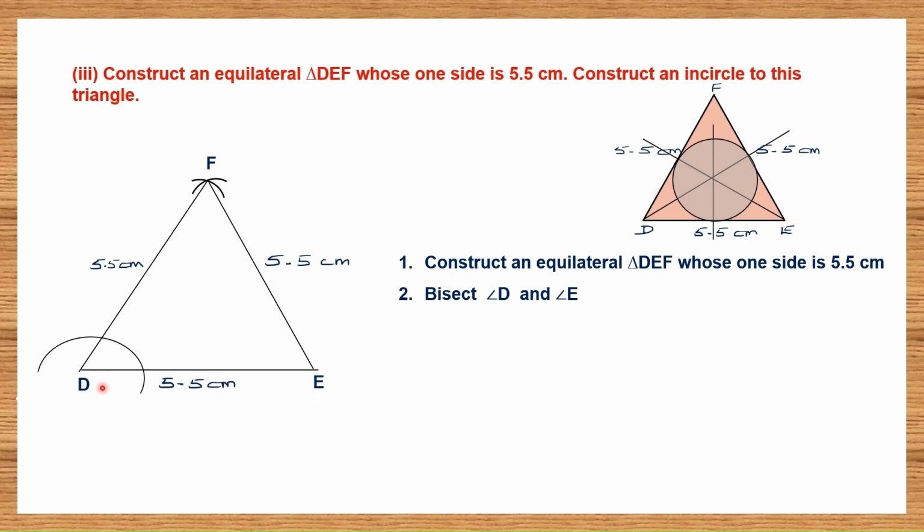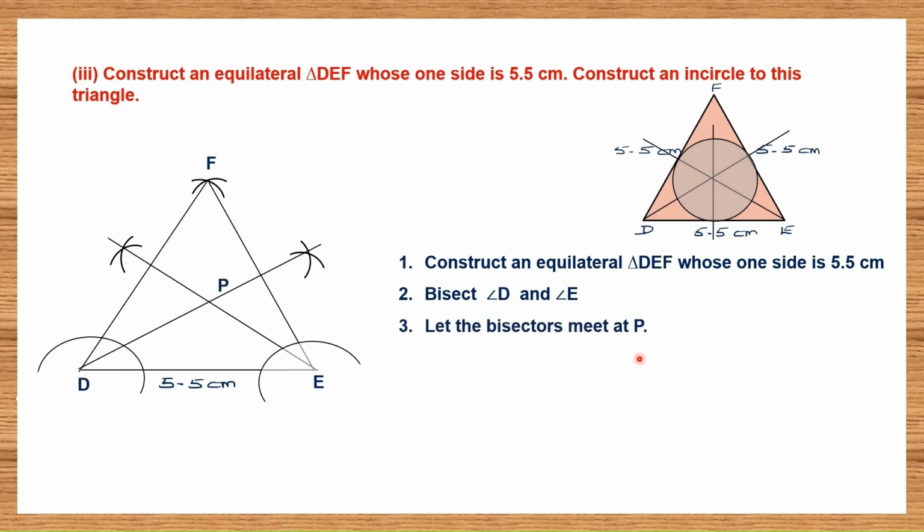For that, to bisect D, first we need to draw an arc, placing your compass needle here. Now we are going to bisect this. So placing your compass needle here, draw this arc. Now placing your compass needle here, cut that arc. So we've cut that arc. Let's draw the line. We have bisected this angle. We have to do the similar thing at angle E. So draw an arc and then placing your compass needle here and here, draw two arcs. Now draw a line. So now you can see that the two angle bisectors have been drawn and there is a point where the bisectors meet. Let the bisectors meet at P.